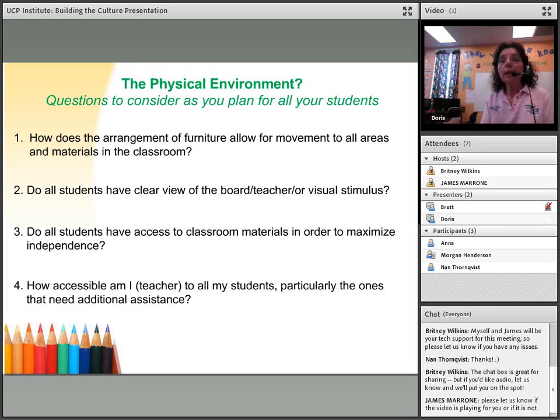Just today, I changed my room because I had set some desks in a way, and I had two kids sitting where I couldn't see one as well, which meant that if I couldn't see them, they couldn't see me as well. I turned everything around to make sure everybody was facing, and I could see their pretty little faces and their pretty little hands. And so that goes to number 2. Do all the children have a clear view of the board, of the teacher, or a visual stimulus?